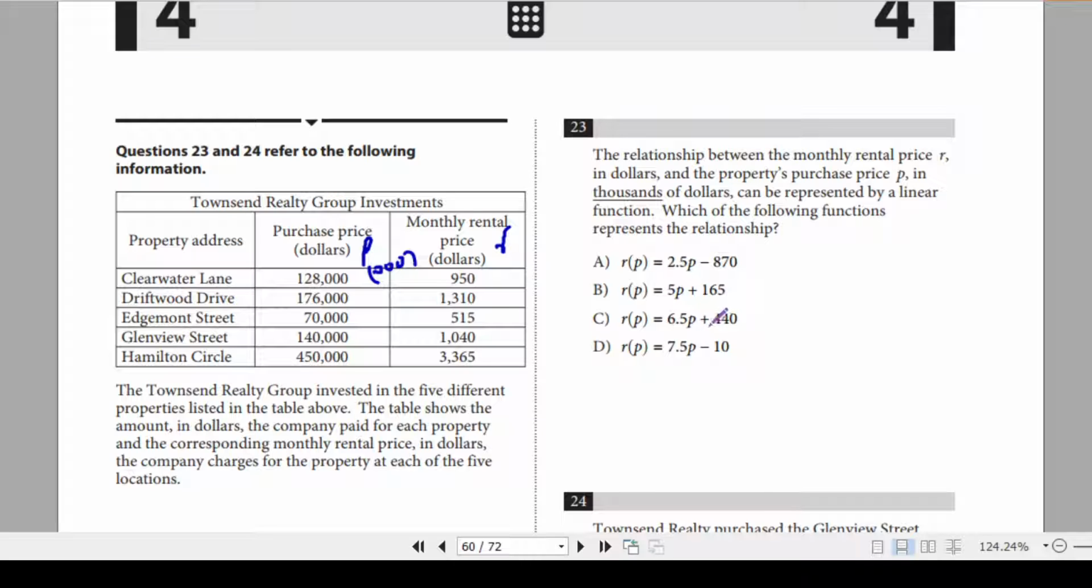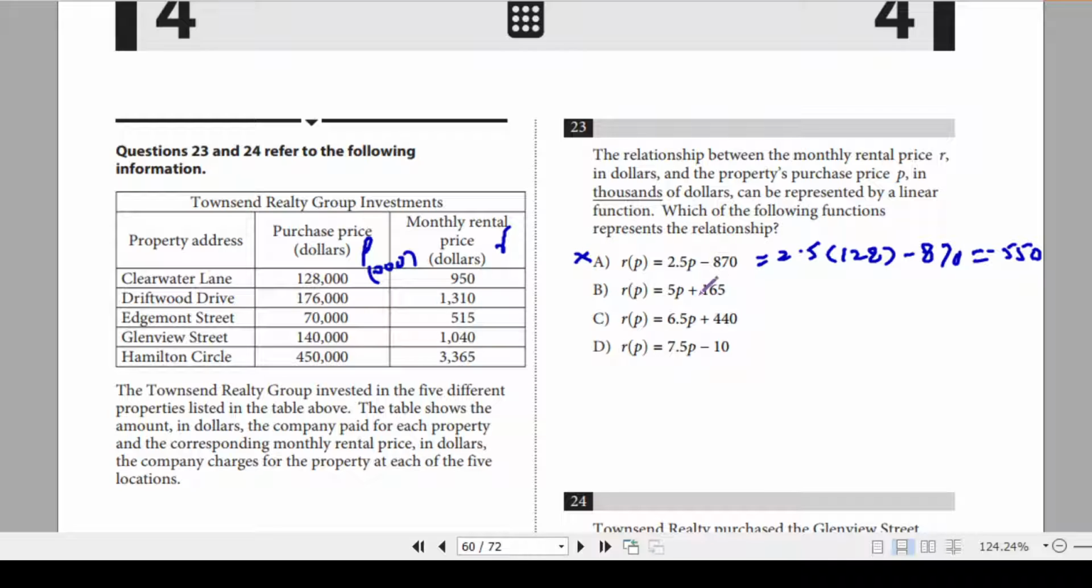Okay, so let's plug in this 128 for P. That will be 2.5 times 128 minus 870. Let me solve it for you. 2.5 times 128 is 320, and 320 minus 870 is, of course negative, minus 550. It should have been 950 rental, because we are solving the rental for the price of 128. So that's a wrong answer.